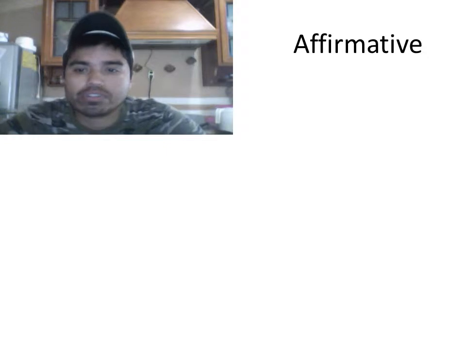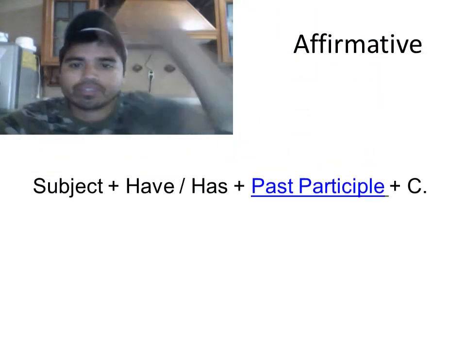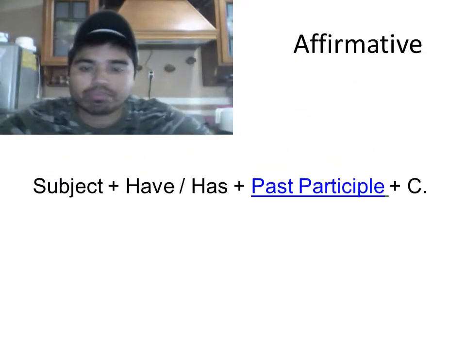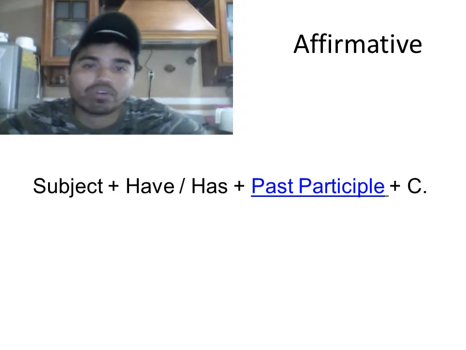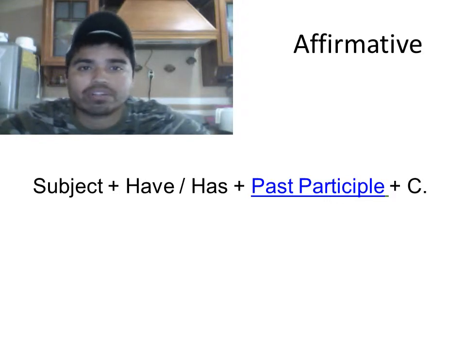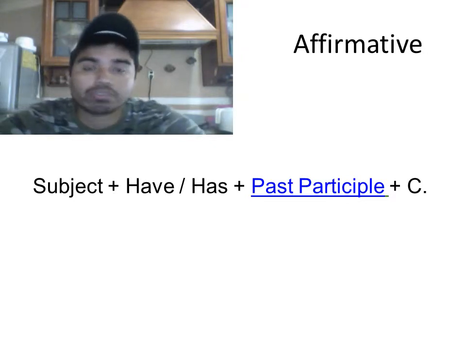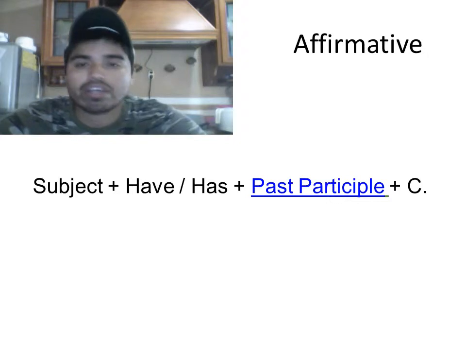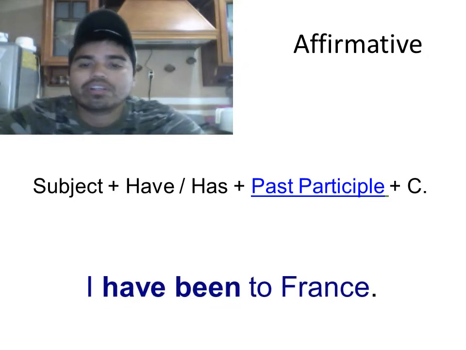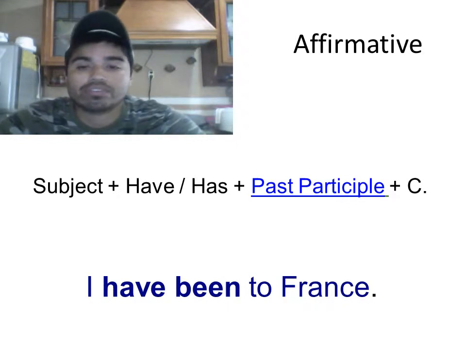It's gonna start with the subject, plus the auxiliary have or has, all depends on the person that you're using, plus the past participle of the main verb, plus the complement. And we're gonna see an example down here. I have been to France. Okay, we have I have been to France.